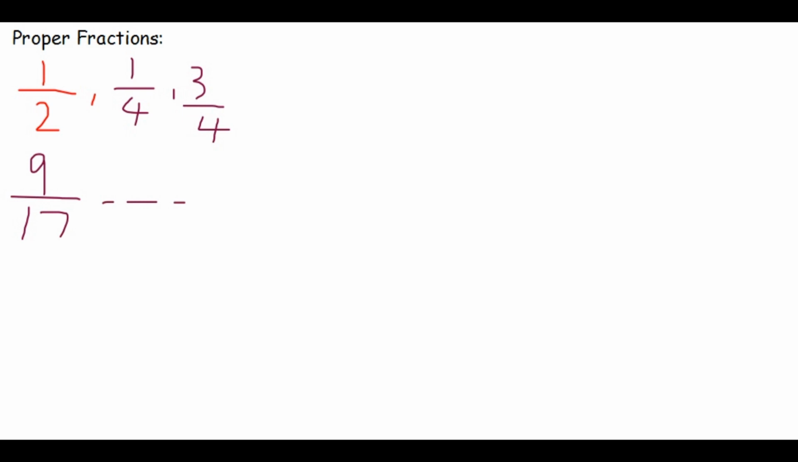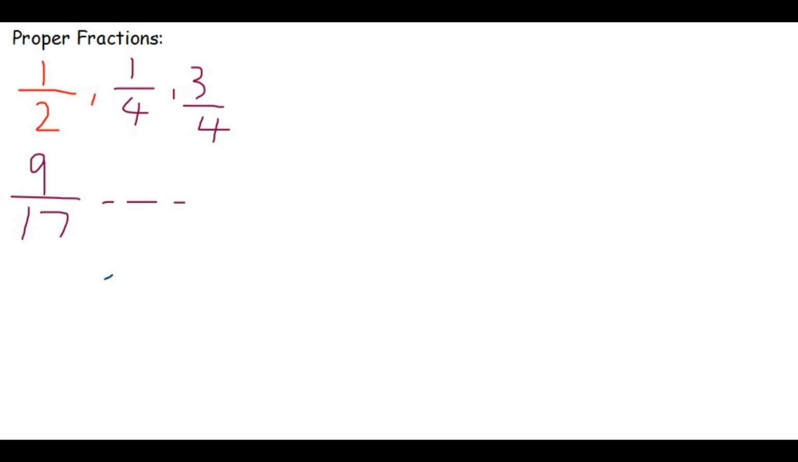Now to proper fractions. Proper fractions are fractions that have the numerator less than the denominator. For instance, a fraction like 1 over 2 is a proper fraction. Other examples include 1 over 4, 3 over 4, 9 over 17, etc. All these are examples of proper fractions. Now try to think of, let's say, 5 more proper fractions by yourself.